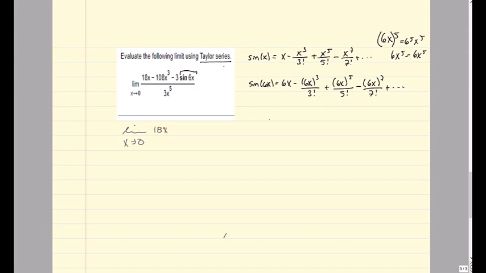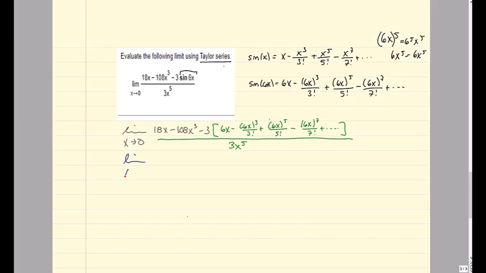So I have 18x minus 108x cubed minus 3. And now, in place of the sine of 6x, I'll go ahead and put all my terms in here. I'll have 6x minus the quantity 6x cubed over 3 factorial plus the quantity 6x to the 5th over 5 factorial, minus the quantity of 6x raised to the 7th over 7 factorial. Of course, that pattern continues on. And this is all over 3x to the 5th.